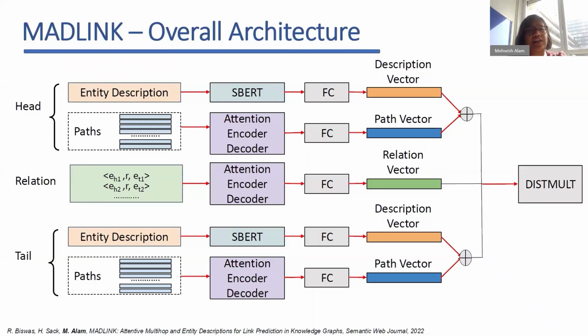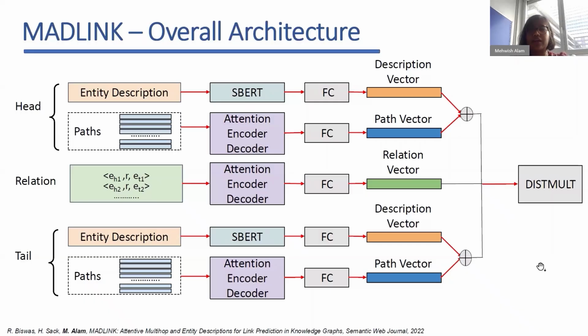For the descriptions, we use SBERT, which is a fine-tuned version of BERT. And then for each entity, we combined this information. And then we did something similar for relations. But for relations, we actually did not crawl the whole graph. We used the tuples. And then we did the same with the tail as we did for the head.